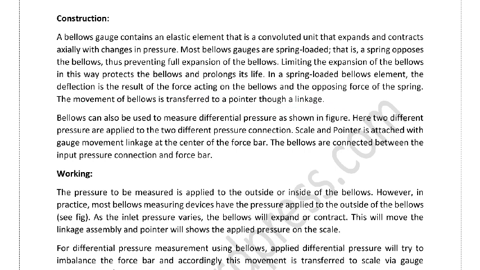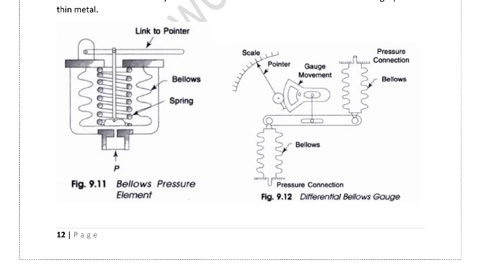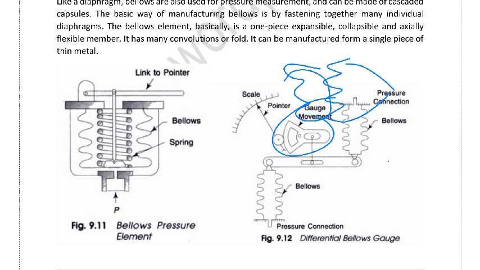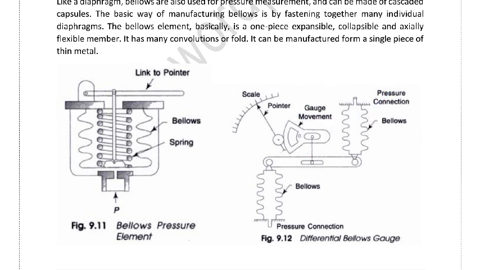Bellows can also be used to measure differential pressure. For differential pressure we can use the bellows. This is the gauge movement mechanism. The structure is like this, and here this is moved according to this gauge mechanism. This is the pointer and scale.